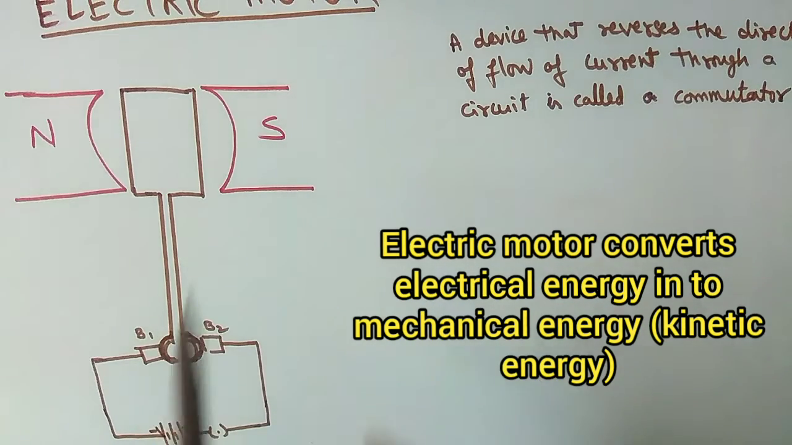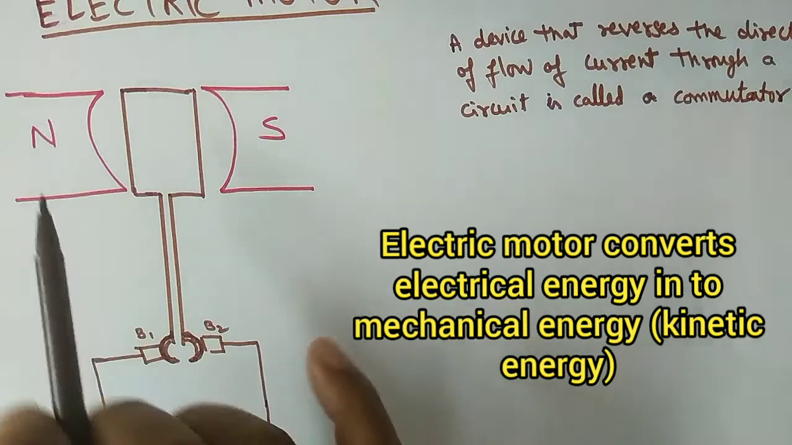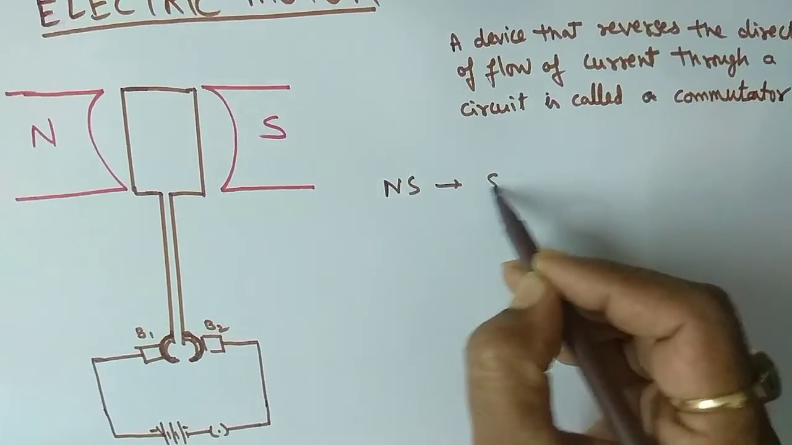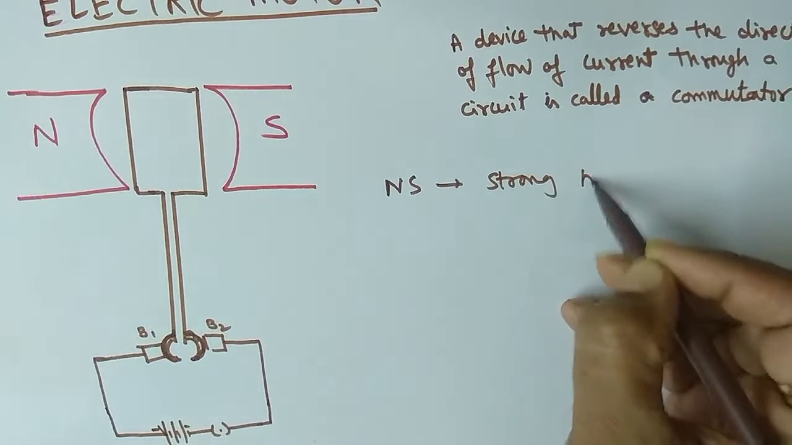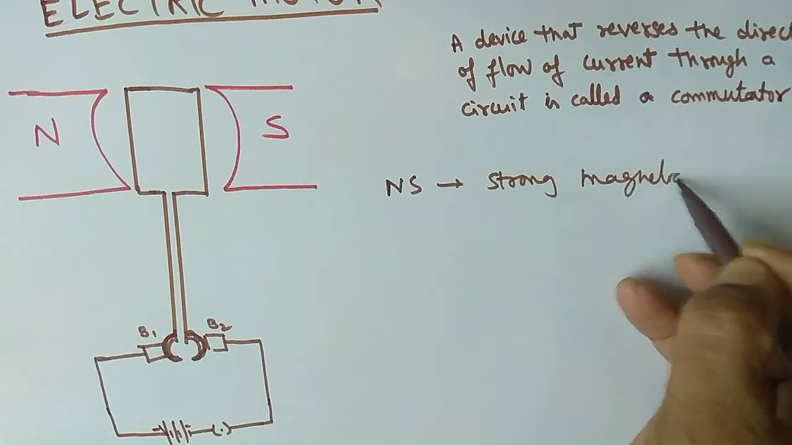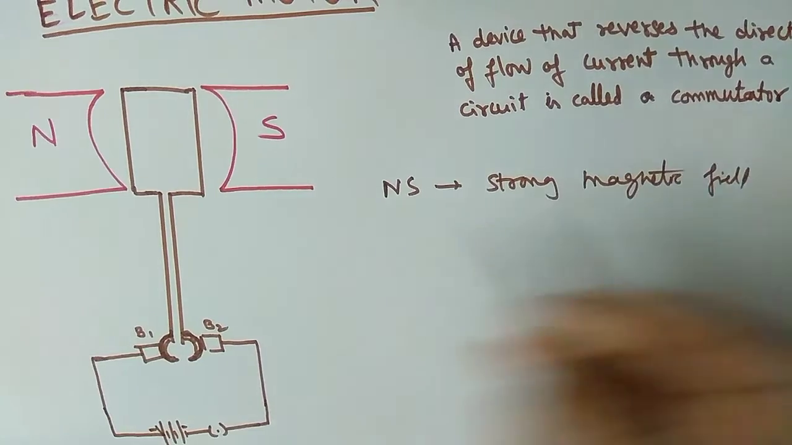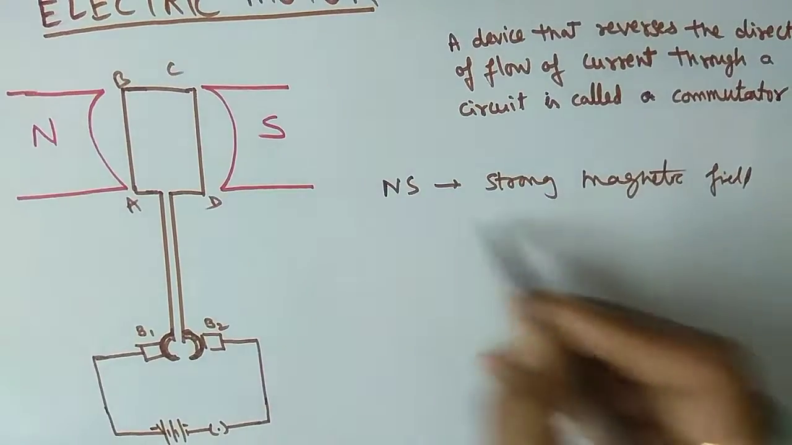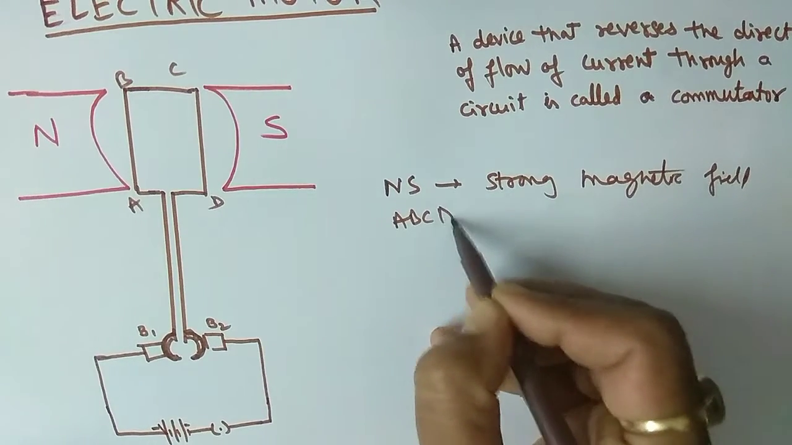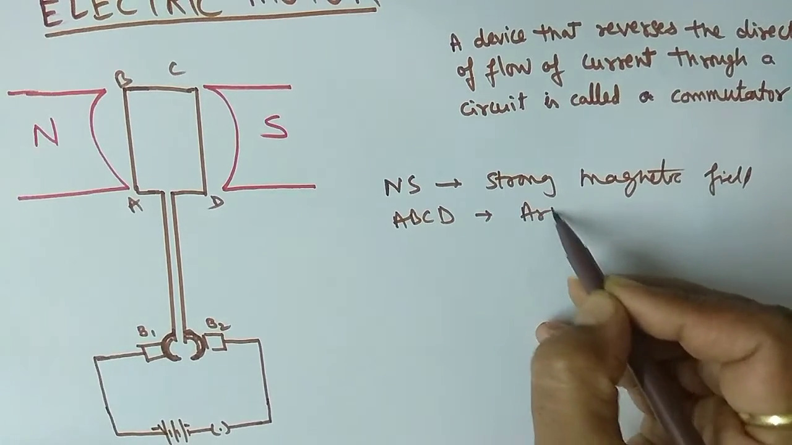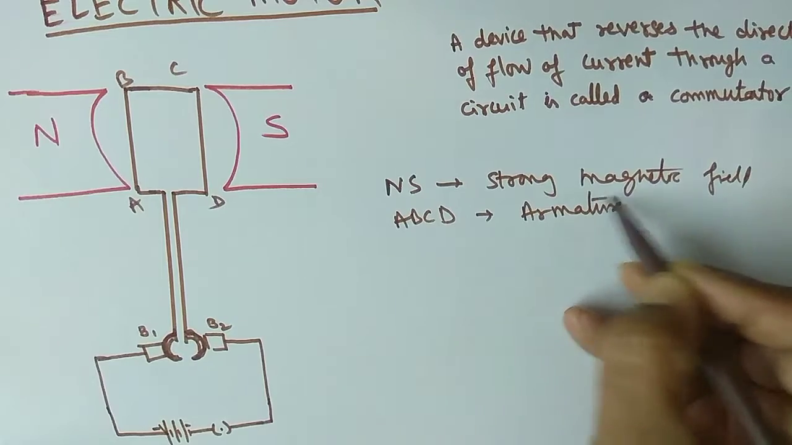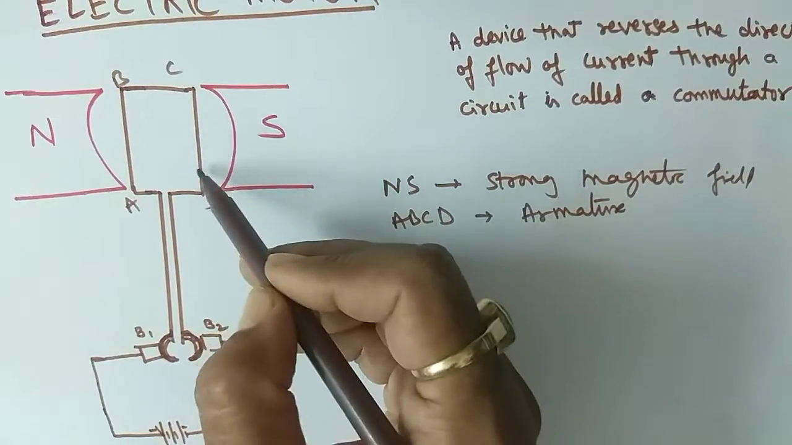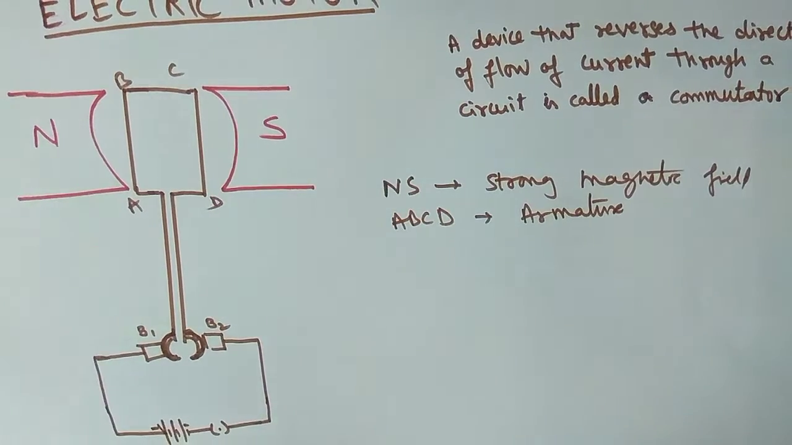Okay, so now see its important parts. It has a very strong magnetic field, N and S, and the armature ABCD. This is a coil, so ABCD is an armature. Soft iron wires are wound here just to increase the magnetic field also.